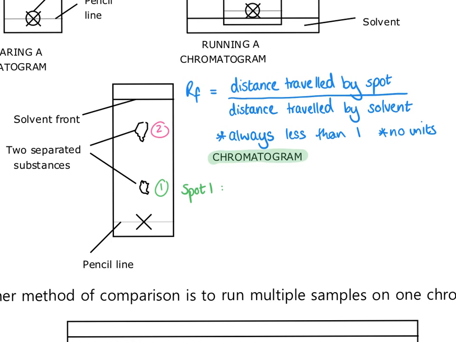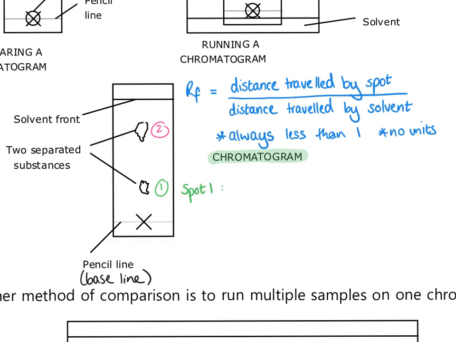So what we'll need first of all is the distance travelled by our spots, and also the distance travelled by the solvent. These are always measured from our pencil line at the bottom, which is sometimes called our baseline. So I'll write that below our pencil line. So it's always measured from the baseline, from the baseline to the spot, and it's the centre of the spot that we use, and from the baseline to the solvent front.